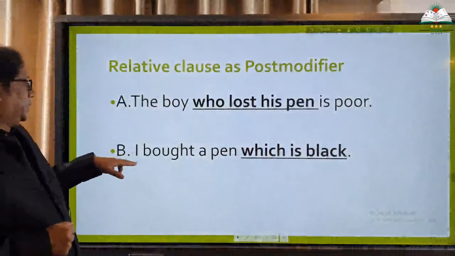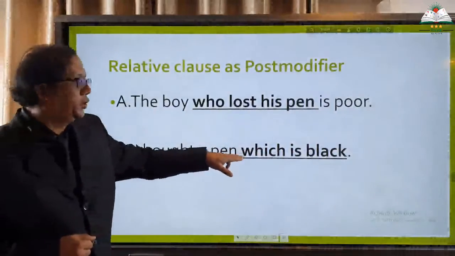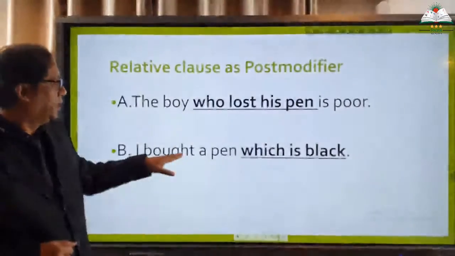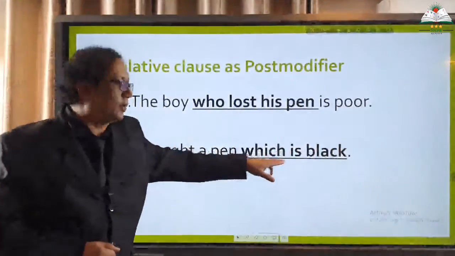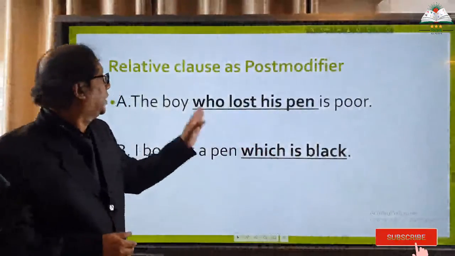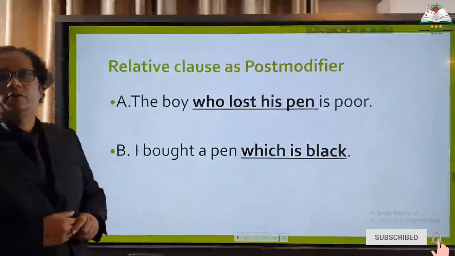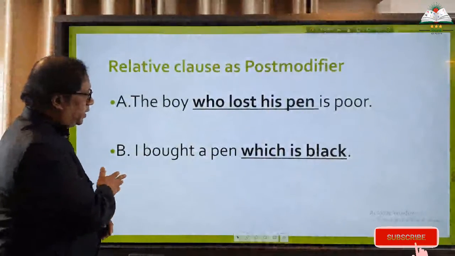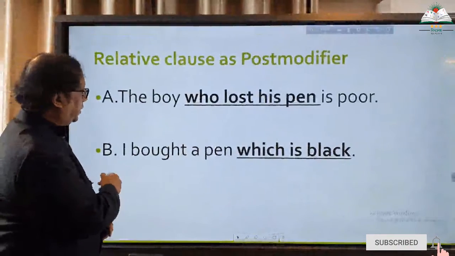Or, I bought a pen which is black. I bought a pen. What kind of pen? I bought a pen which is black, which is white, like this. These are clauses and we call it relative clause. Okay, it's very simple. You can make any kind of sentences like this.